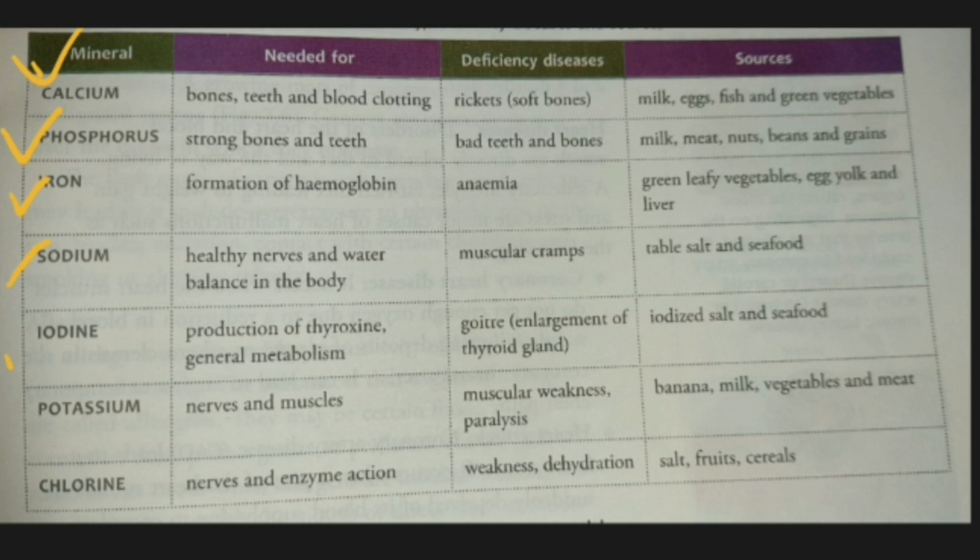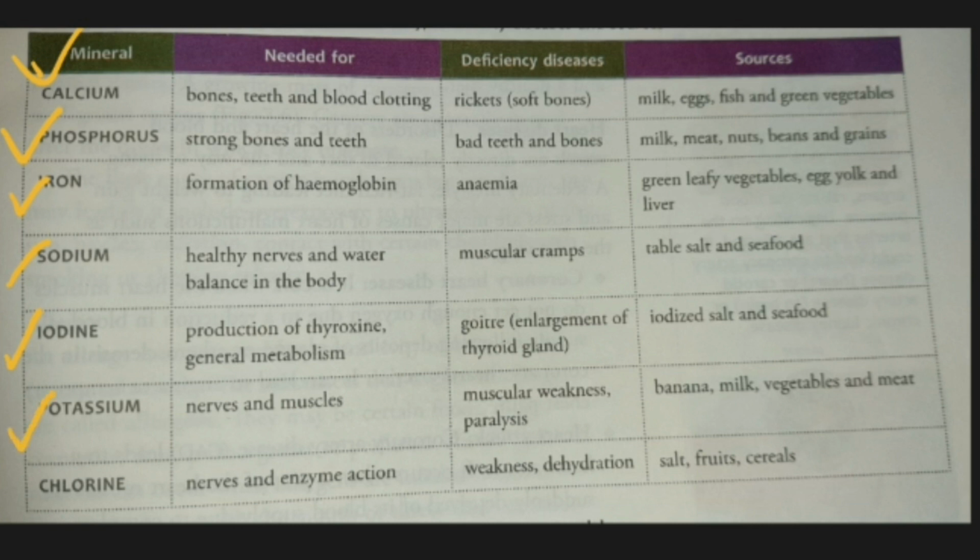The next one is iodine. It is needed for the production of the thyroxine hormone and the general metabolism of our body. Due to the deficiency of the iodine mineral, goiter can be seen, that is the enlargement of the thyroid gland. And the sources are iodized salt and seafood.